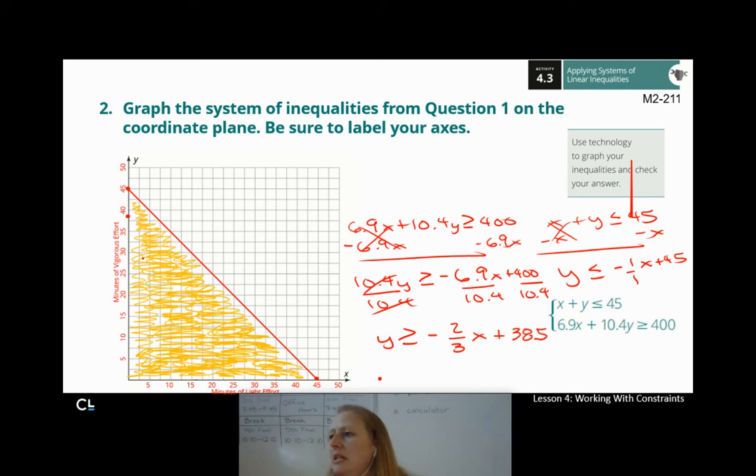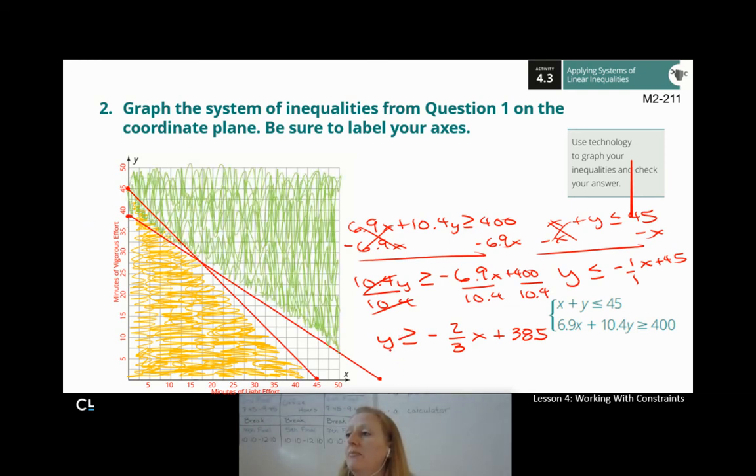It's going to be down 2 over 3, that kind of a thing. And, solid line. Whoa, there we go. And we're going to shade, it says y should be greater than or equal to. So I need to shade the half plane above. And look at this. We have our little sliver right in here.